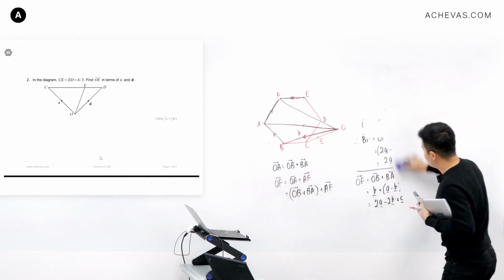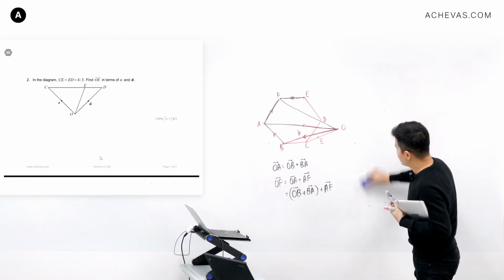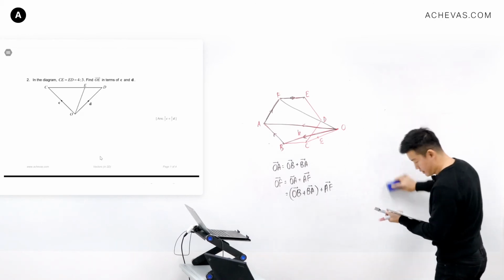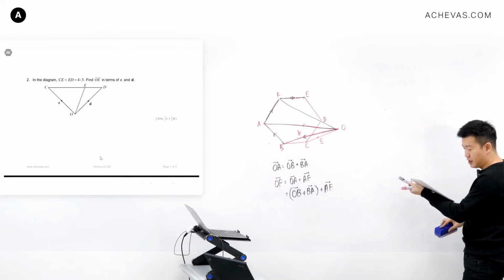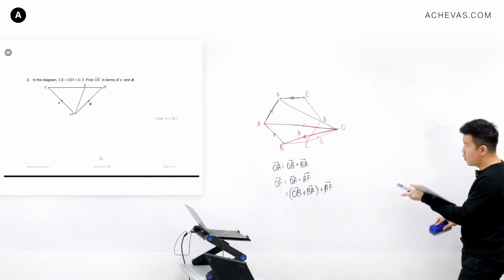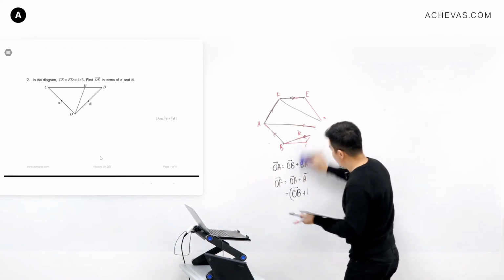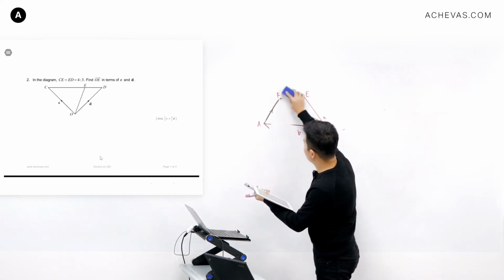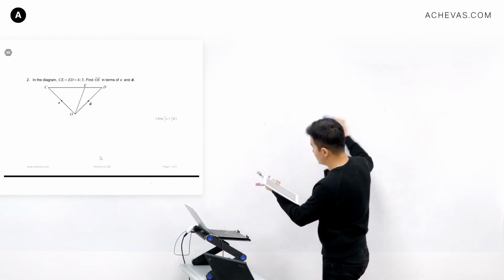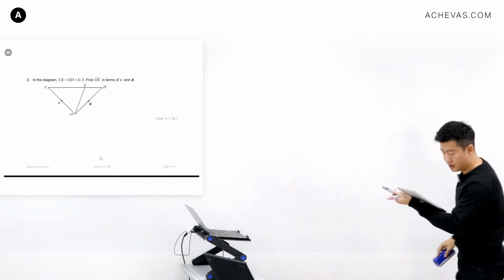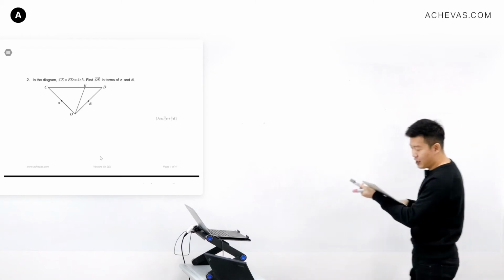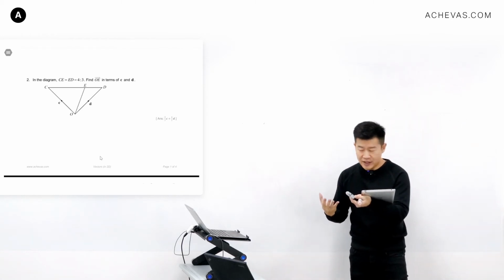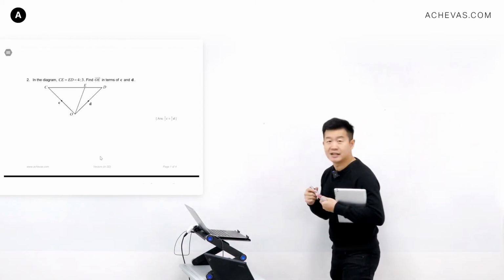So for question number 2 here, we have 2 position vectors that are given to us. We have vector OC and we have vector OD. We are also given that CE is to ED. The distances are of a certain proportion, and the proportion is 4:3. And we want to find vector OE in terms of C and D.